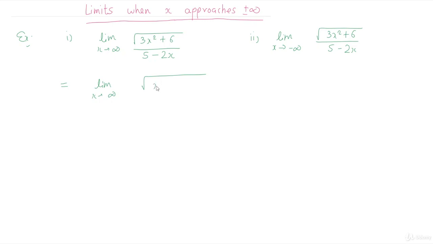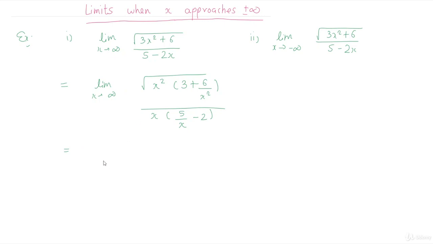So we will write it as root over x square into 3 plus 6 by x square. And in the numerator it is very easy. It is like x multiplied by 5 by x minus 2. So now this x square we will take out from the square root part. So now this thing should be positive first of all.